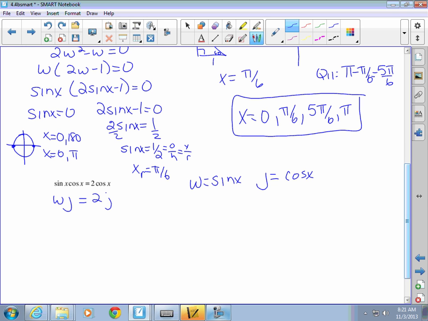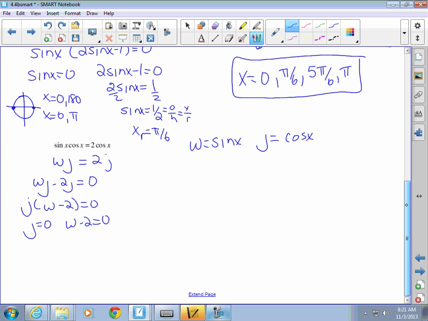But in order to solve my equation here, I have to have everything over on one side and 0 on the other. So that means I'm going to move my 2j over. So I'm going to have wj minus 2j is equal to 0. So if I solve here, I have GCF of j, so I'm left with j times w minus 2 is equal to 0. So j is equal to 0, w minus 2 is equal to 0. So I can substitute back in. J is a cos x, so I have cos x is equal to 0, and I have sine x minus 2 is equal to 0.